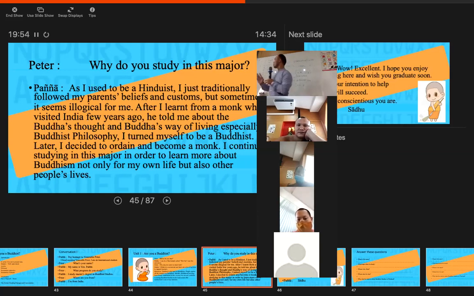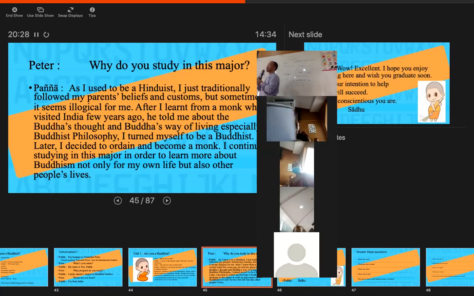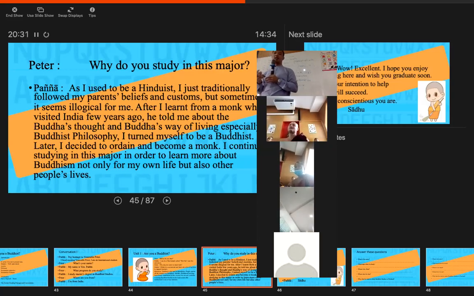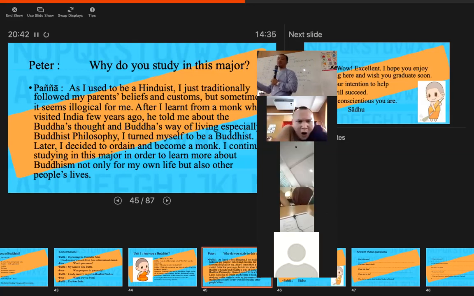Is it logical? Do you know the word logical? Logical means having logic; it doesn't mean reasonable. Is it unreasonable? Reasonable or illogical? This is logical. As I used to be a Hinduist, I used to pay respect or pay homage to Hindu gods like that. And then I just traditionally, do you know this word? Traditional, in the past, I just followed my parents' beliefs and customs.